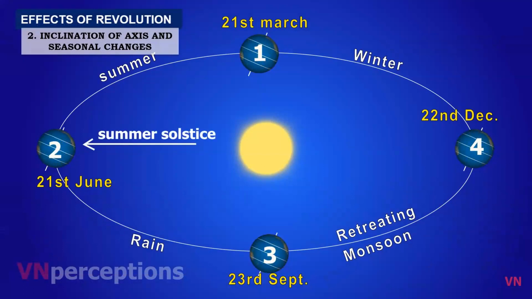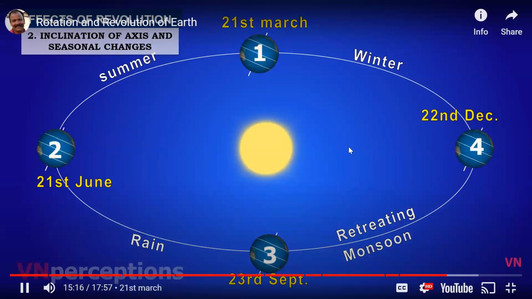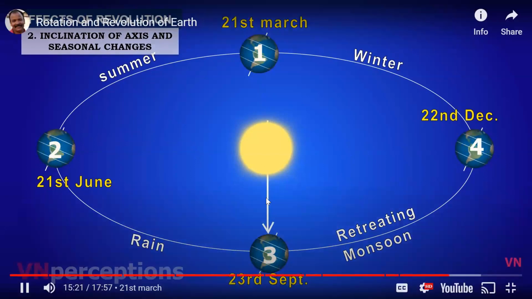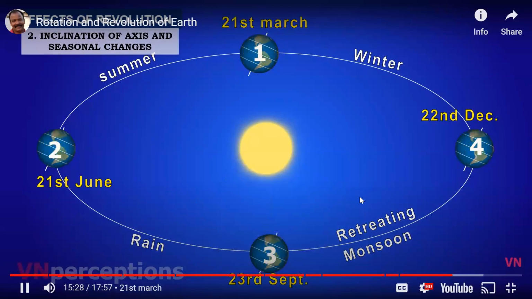Good one. As we come to the third position, once again, the day and night are equal. And in this phase, India experiences rain. When the earth comes to the third position, the entire earth has equal day and equal night. And as we come to the fourth position, the date is 22nd December. The southern hemisphere is facing the sun and the vertical rays of the sun fall on the Tropic of Capricorn. And this is the time the northern hemisphere experiences winter solstice.